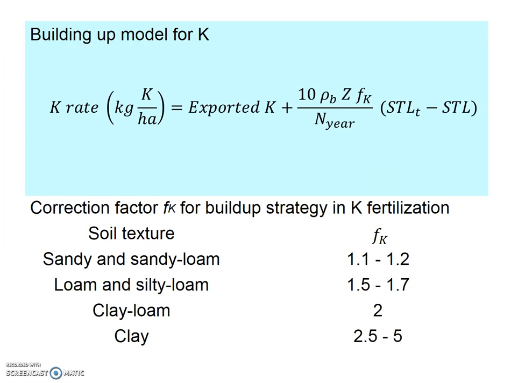A similar equation is used for calculating the amount of potassium: exported potassium plus a function proportional to the deficit in potassium that we have in the soil. Here we also have a factor that depends on soil texture, going from 1 to 1.5.